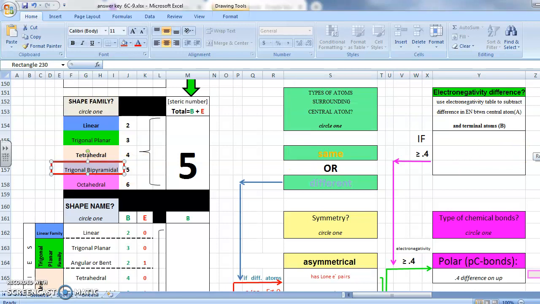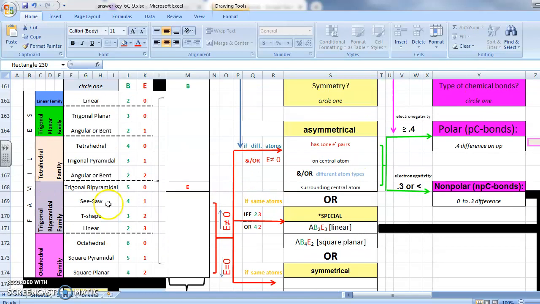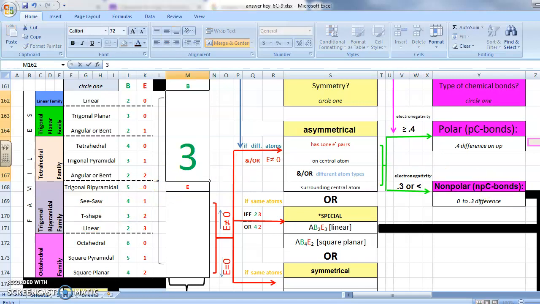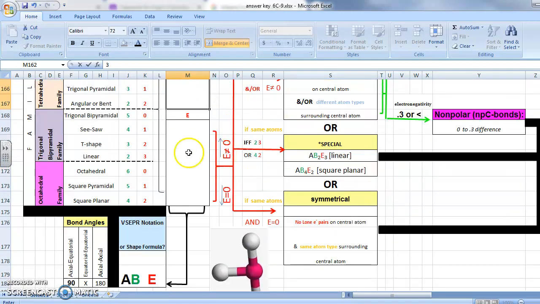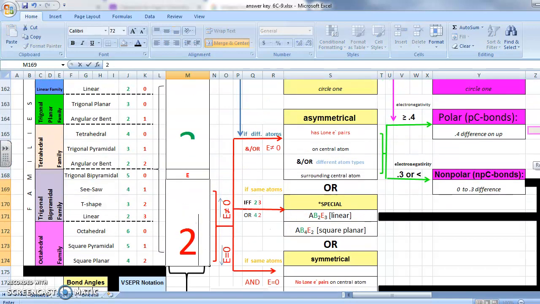In that family, there are several shapes. There are 4 shapes making up the trigonal bipyramidal family, as we see right here. Which one is it? Well, this is the molecule that has 3 atoms attached to it. We see the 3 bromines, and there are the 2 lone pairs. So we're looking for the 3,2 molecule.